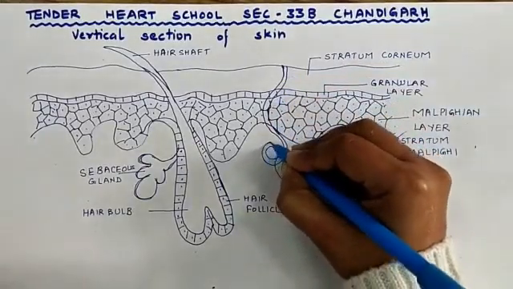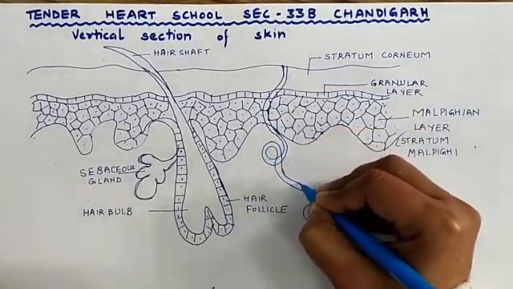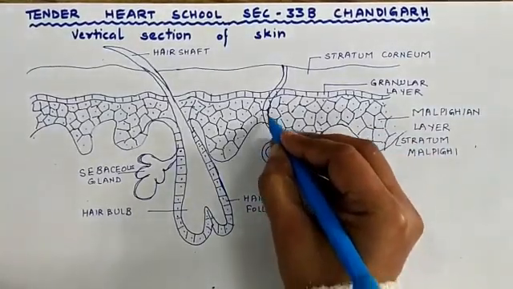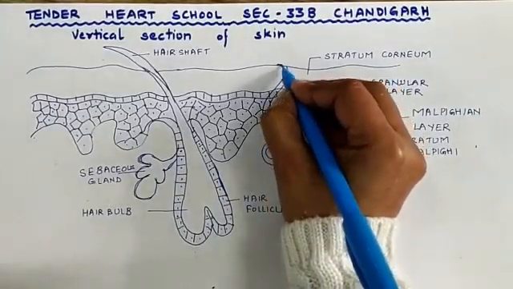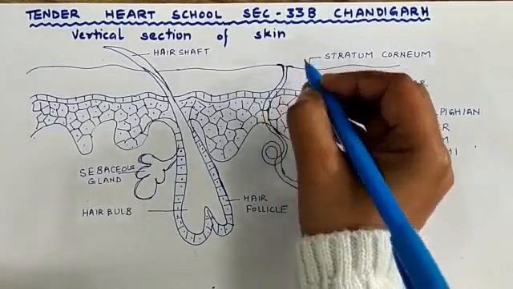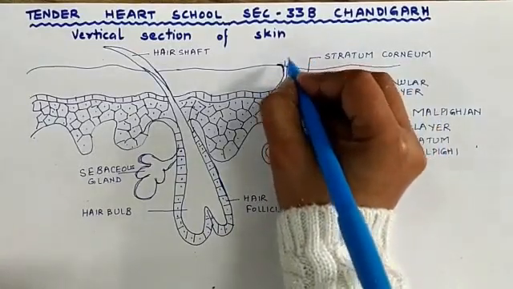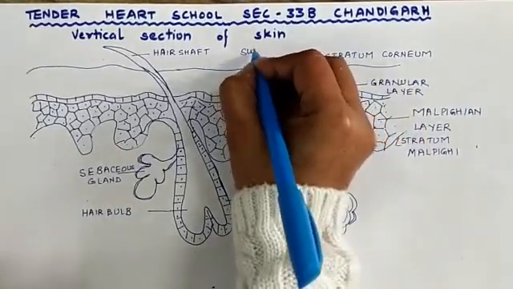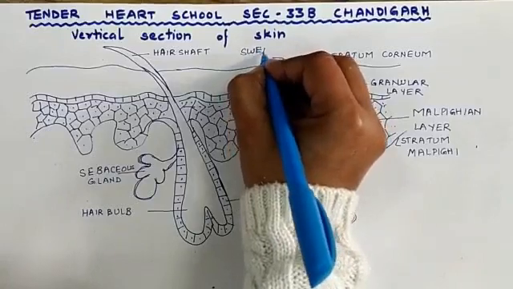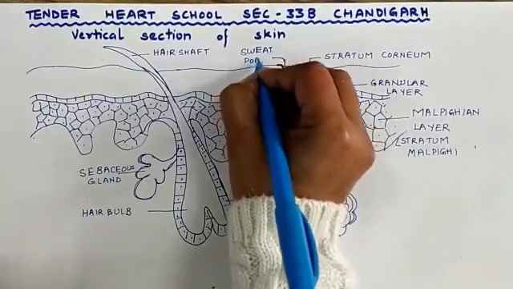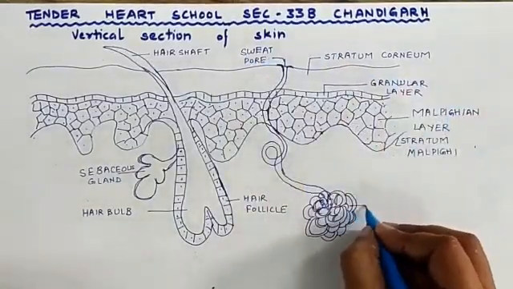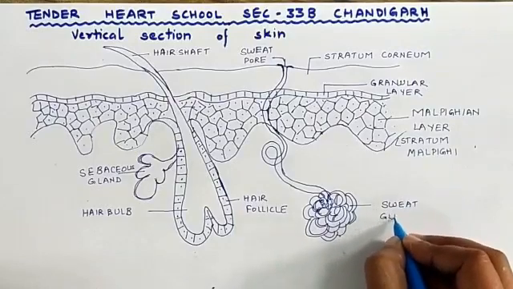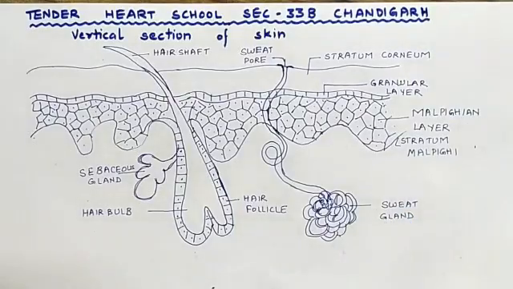So this is the duct of the sweat gland which is coming from the sweat gland. Sweat gland is giving out a duct, and this duct is going up in the epidermis and is opening at the surface of the skin. This opening of the sweat gland at the surface of the skin is called sweat pore. And this is your sweat gland.